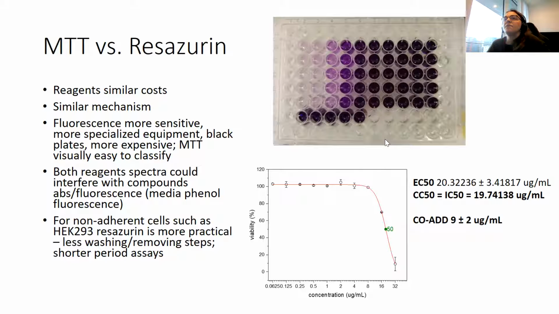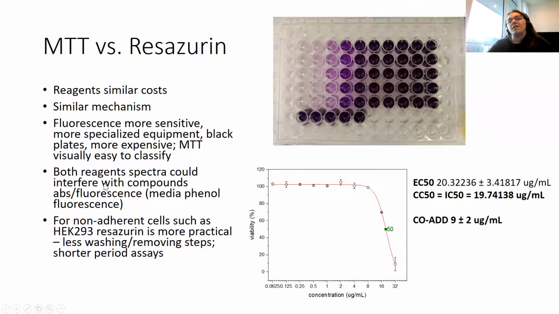So there are some parallels to be drawn there in that the mechanism of action is similar, but obviously fluorescence is more sensitive, but on the other hand requires more specialized equipment, black plates. So overall, it would be a more expensive thing to do. Also, with MTT, in terms of just classifying if IC50 is more or less than 32 microgram per mil, I can just look at this plate and tell you that my IC50 is going to be between these two concentrations. I don't even have to read it. So that's a very high throughput way to screen things if you should be so inclined.